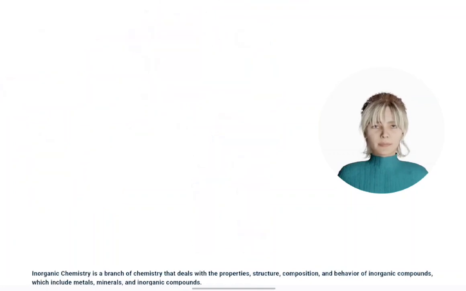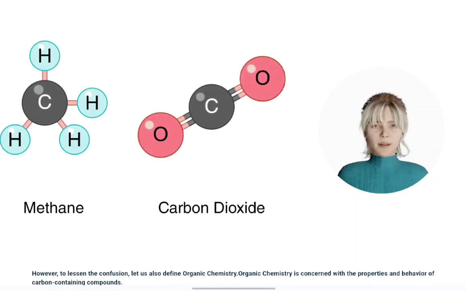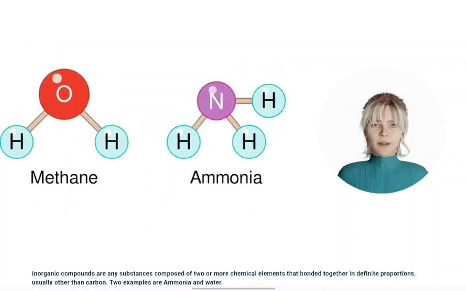Inorganic chemistry is a... However, to lessen the confusion, let us also define organic chemistry. Organic chemistry is concerned with the properties and behavior of carbon-containing compounds. Inorganic compounds are any substances composed of two or more chemical elements that are bonded together in definite proportions, usually other than carbon. Two examples are ammonia and water.